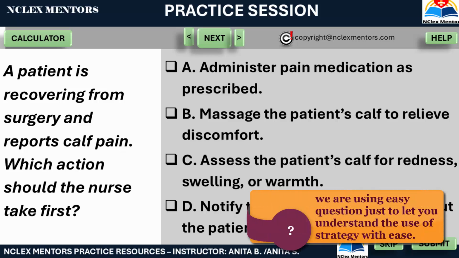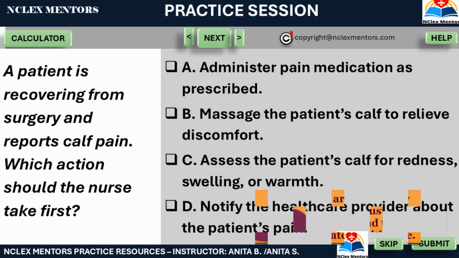Let's take an example. A patient is recovering from surgery and reports calf pain. Which action should the nurse take first? The options given to you on the screen are: A. Administer pain medication as prescribed. B. Massage the patient's calf to relieve discomfort. C. Assess the patient's calf for redness, swelling, or warmth. D. Notify the healthcare provider about the patient's pain.